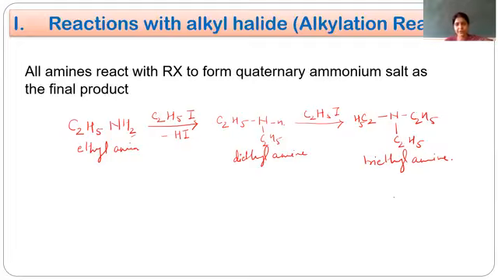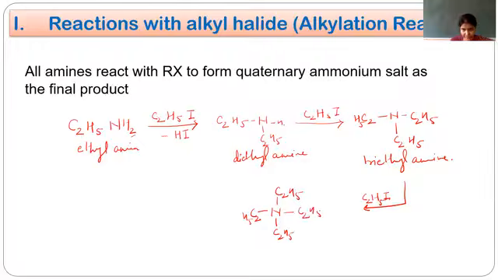Triethylamine, when it again reacts with, sorry, not with HI, with C2H5I, forms quaternary ammonium salt, tetraethyl ammonium iodide. Nitrogen becomes positively charged and iodide remains as the negatively charged counter ion. So this is tetraethyl ammonium iodide. In this way, the quaternary ammonium salt or quaternary ammonium iodide is formed.